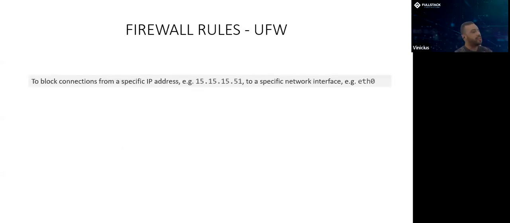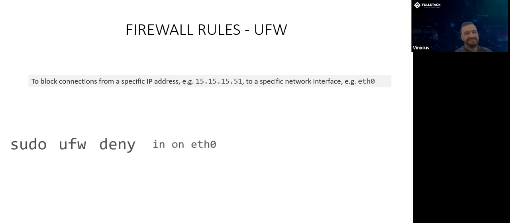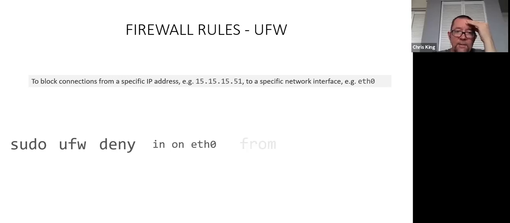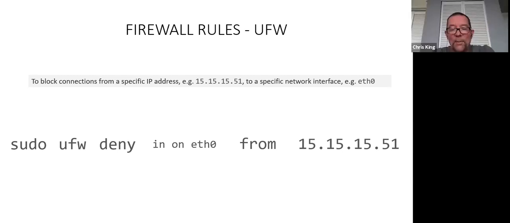And now I want to block connections from a specific IP address to a specific network interface, like eth0. Using the example before, do you guys have an idea? So sudo ufw deny in on eth0 from 15.15.15.51. Easy, right? It's easy to read. I can tell you that.